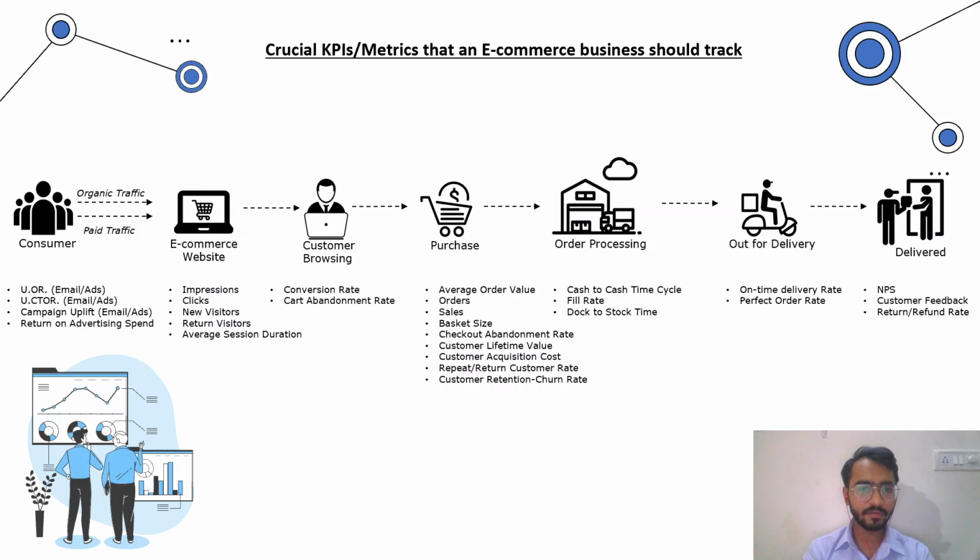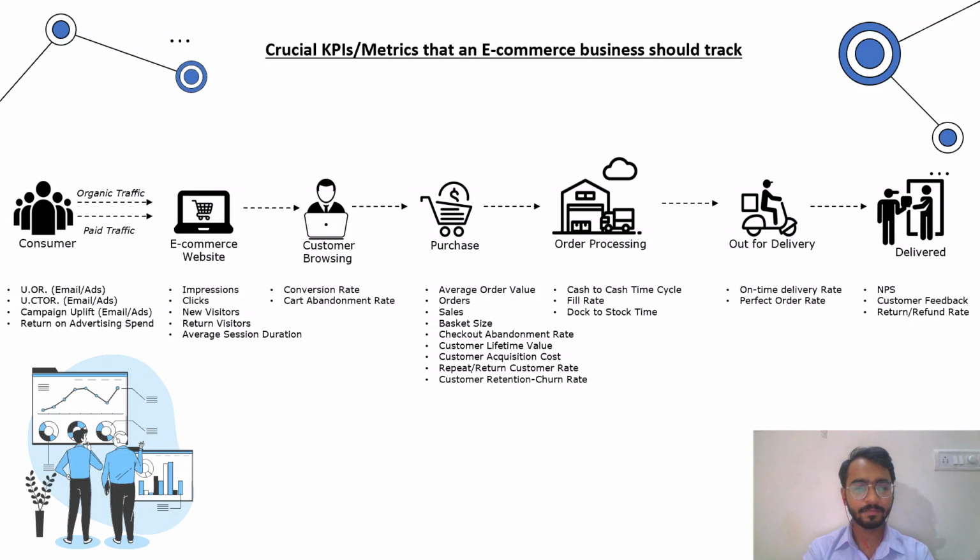While the customer is browsing, we have a metric called conversion rate, which is, of the total unique customers that come to the website, how many actually make a purchase. So if our conversion rate is 30%, that would mean that out of the 100 customers that come, 30 actually make a purchase. Then we have cart abandonment rate.